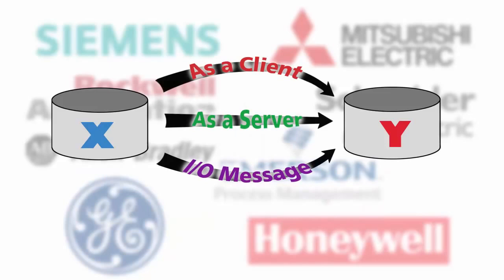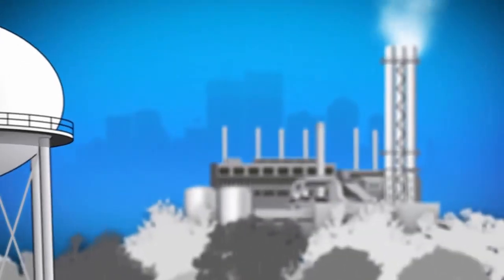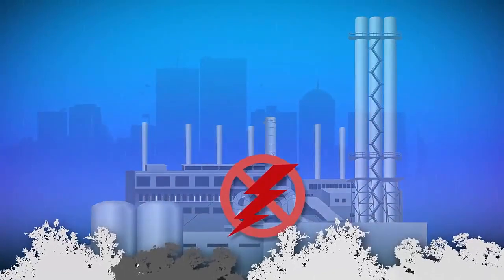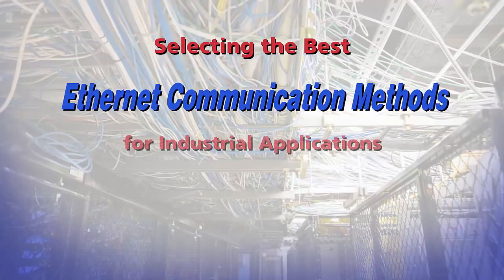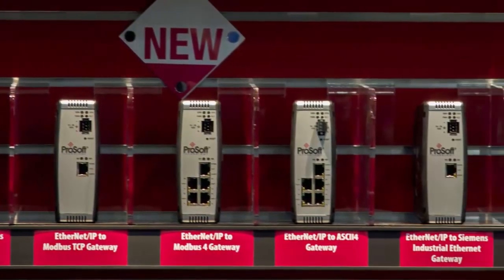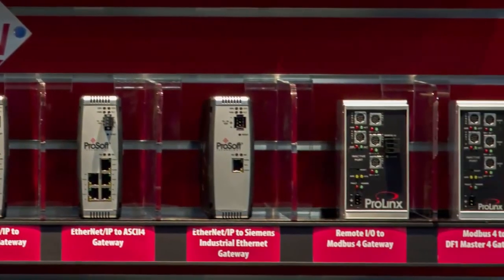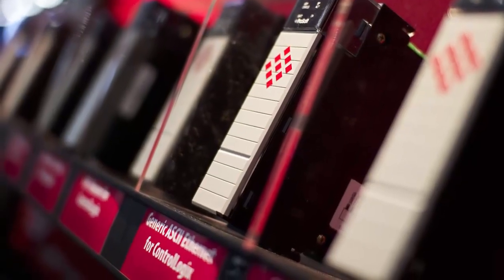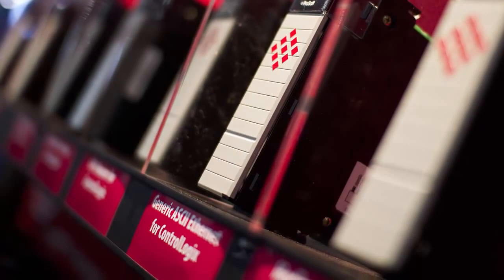Selecting the ideal method depends on your specific application requirements. If the best method is not used, problems can develop later that could negatively affect your bottom line. This video will discuss specific application examples that should help you understand how to select the best method for your application. We'll be using our products in these examples, but the principles apply to all Ethernet-based automation communication solutions. We'll begin by defining what the different methods are.